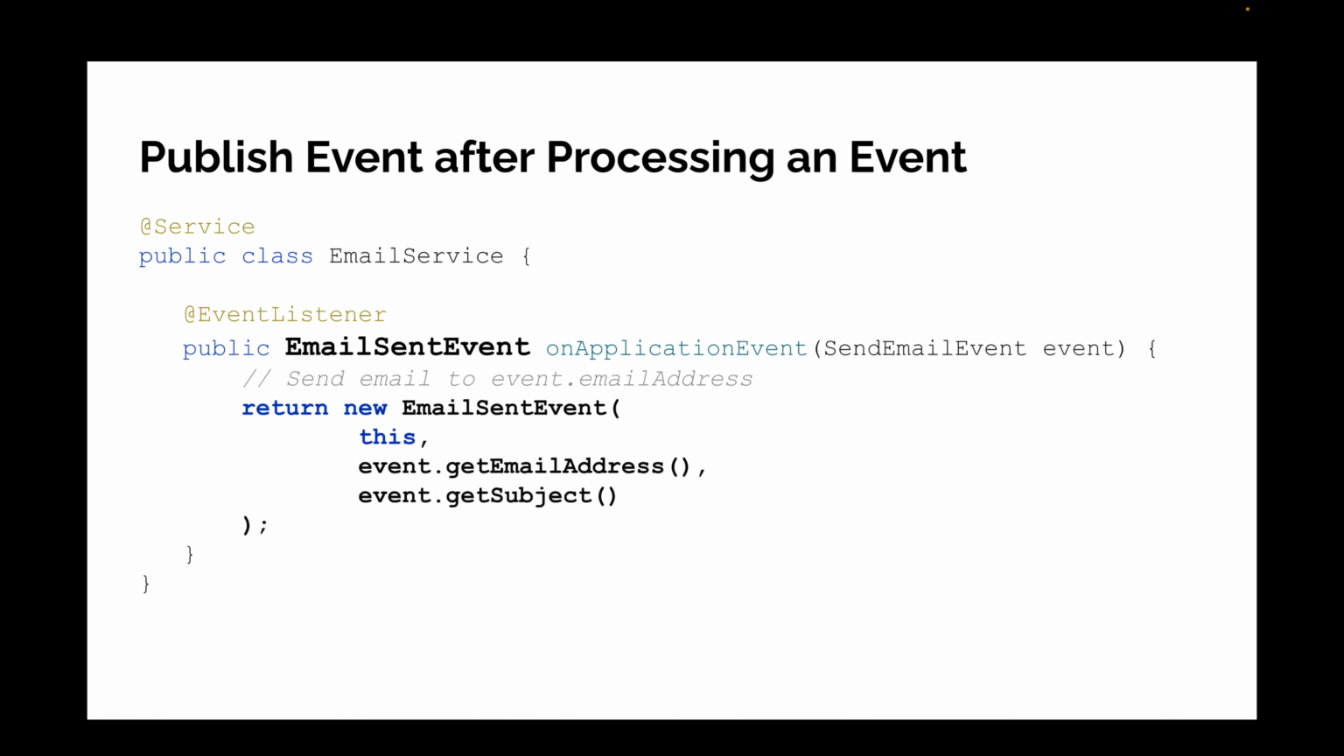Now let's see how to publish an event after processing an event. Let's say after sending an email to the given email address, we want to publish another event, which is email sent event. Because we want to do some processing after we are sure that the email has been sent successfully to the user. So what this method can do is, after sending an email to the given email address, create an object of email sent event and just return that object. So whoever is listening for email sent event will receive this event.